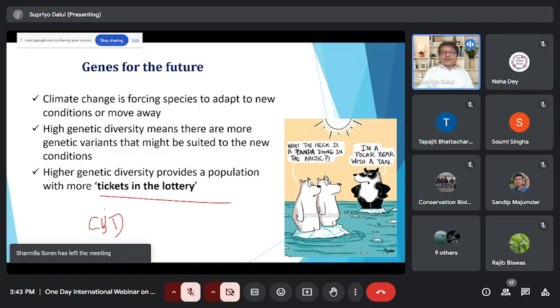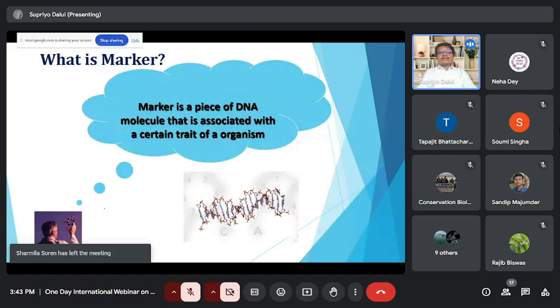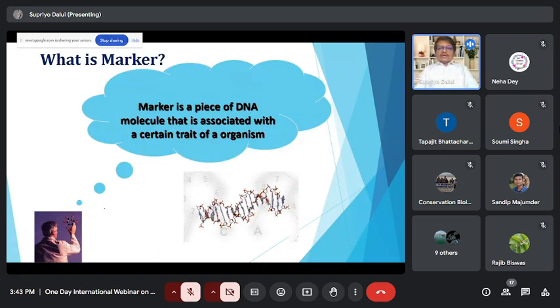So hopefully these concepts are clear now. So I have talked about so many things, inbreeding depression and genetic diversity, but how to quantify this kind of genetic variation in a population or in wildlife.